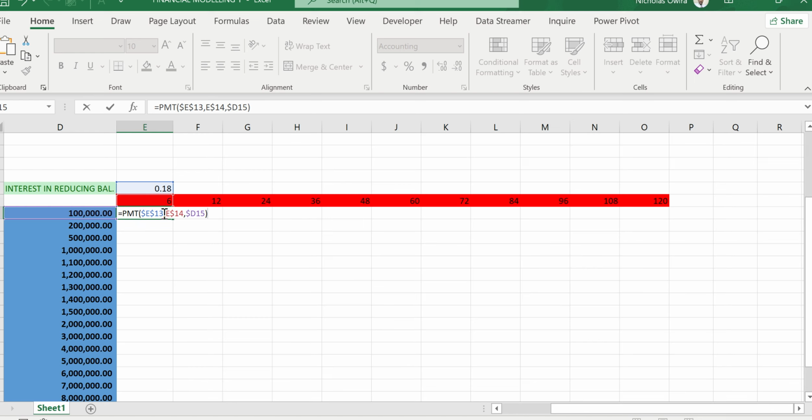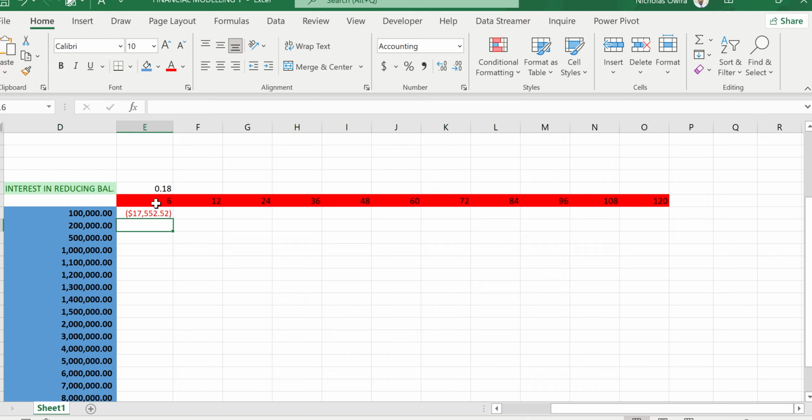But before I proceed, there's one thing that we're not supposed to forget. The 18% is the rate per annum, but here we are talking about periods in months. So I'm going to divide that interest rate by 12. Yes, divide that cell by 12, then just click equal sign or enter.